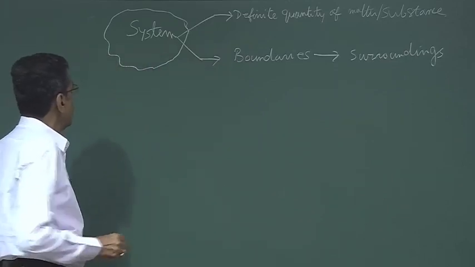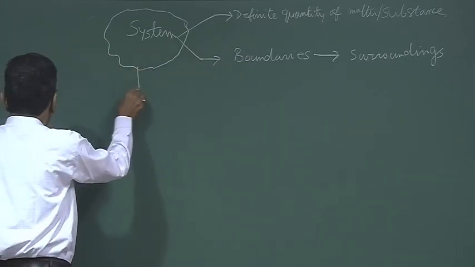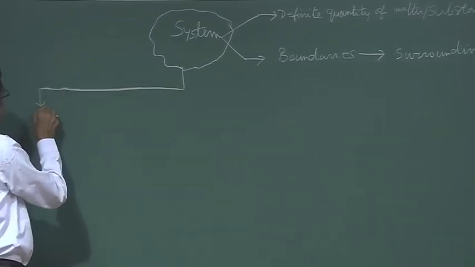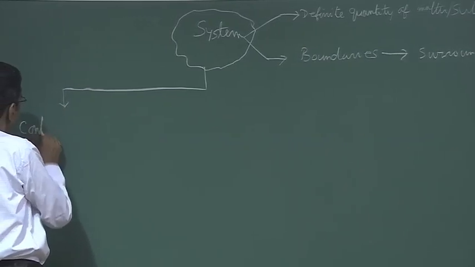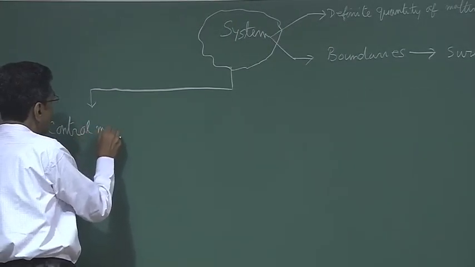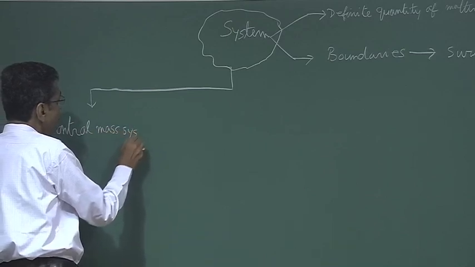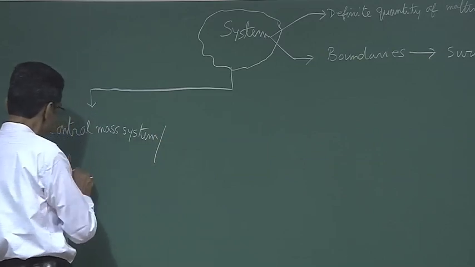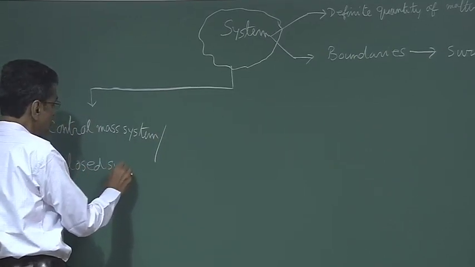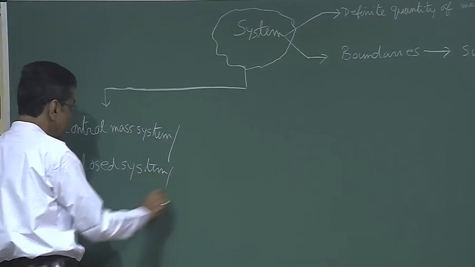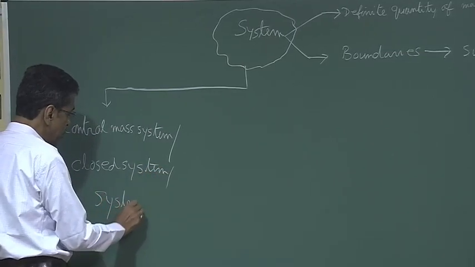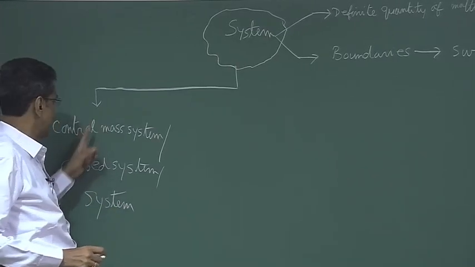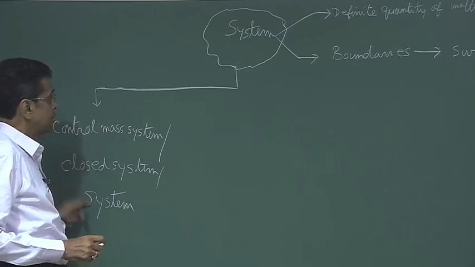Now, this system is usually of three types. One is known as control mass system or closed system or simply system. Sometimes we use, for simplicity, system. These three are synonymous terms for one class of system: control mass system, closed system or simply system.